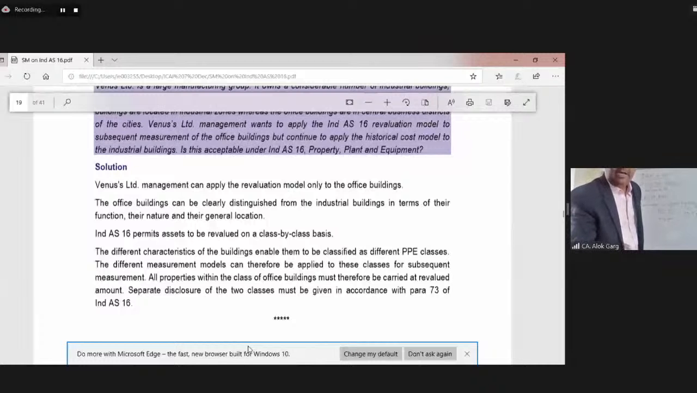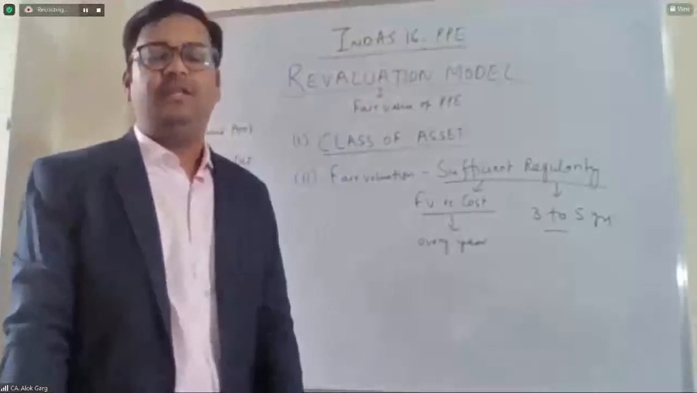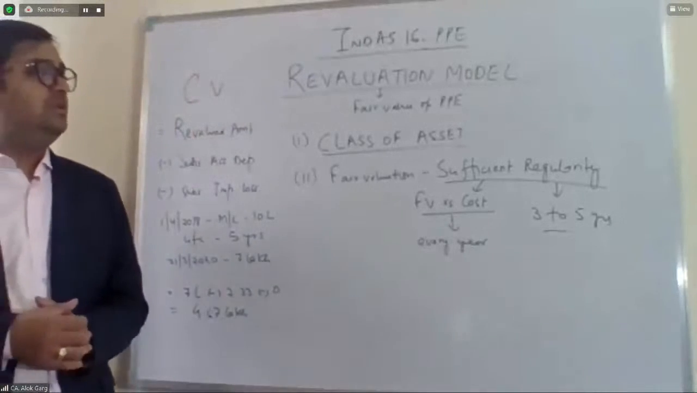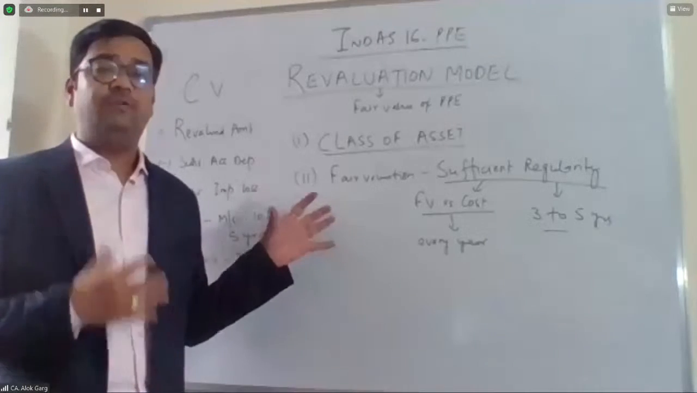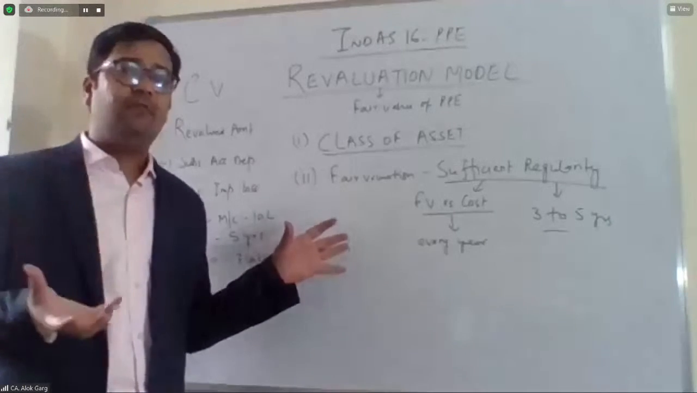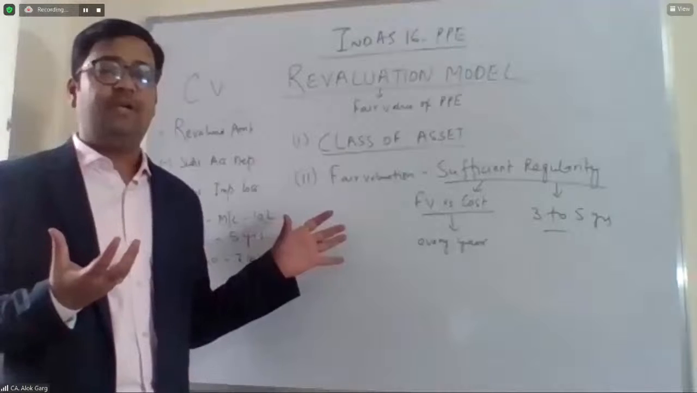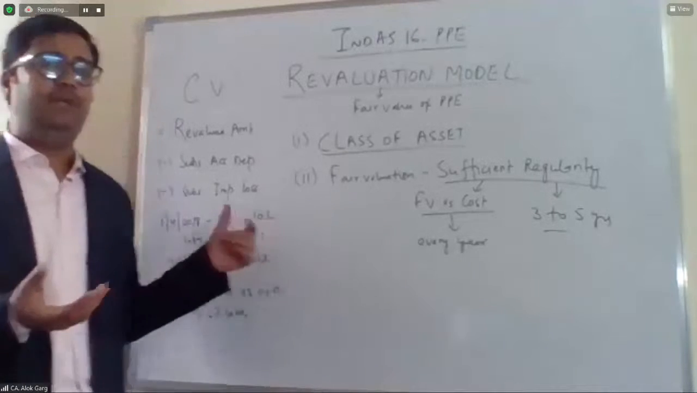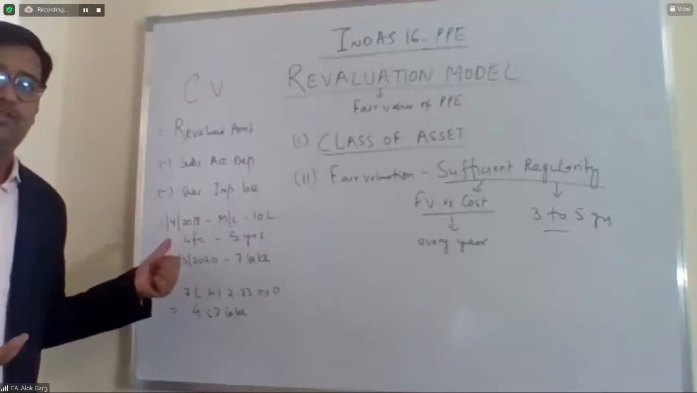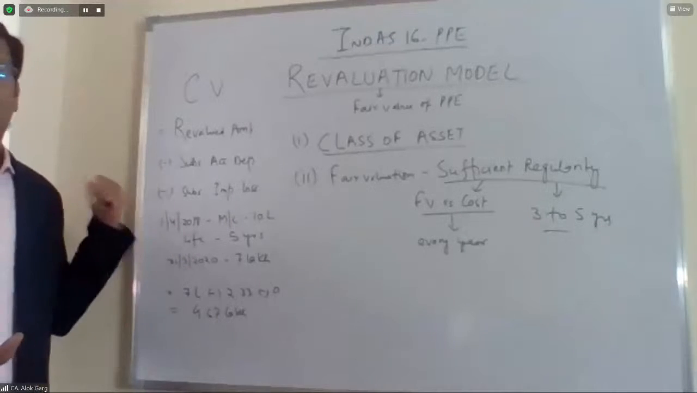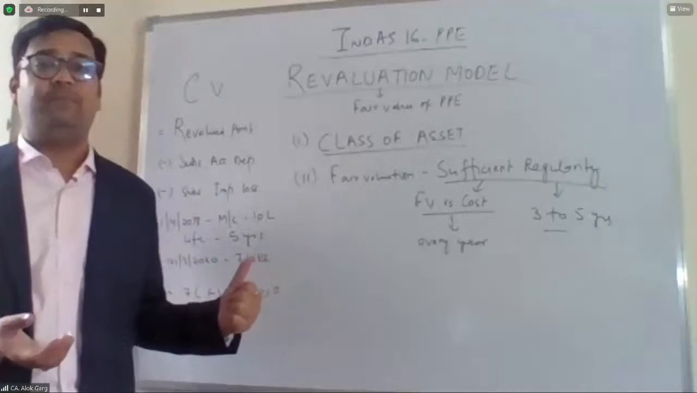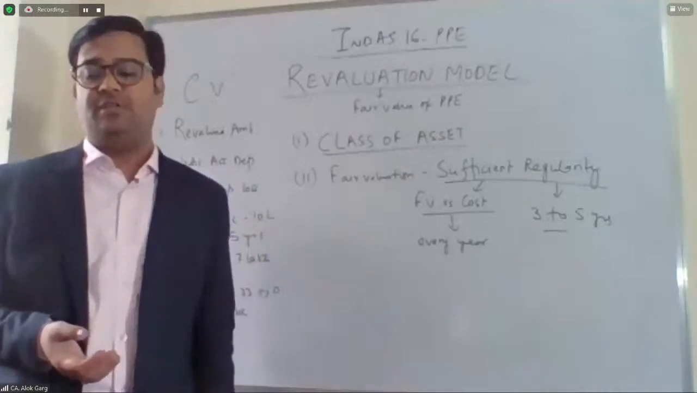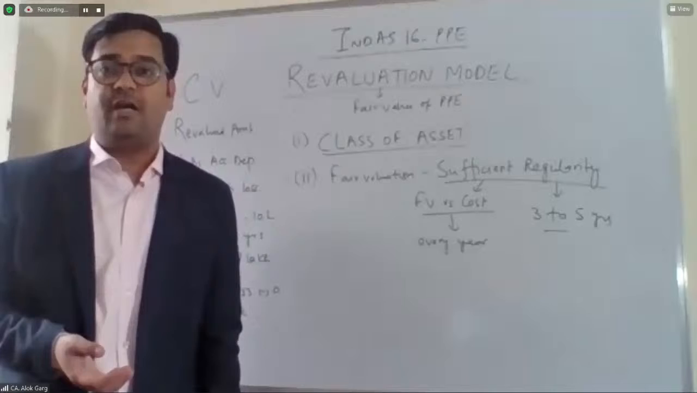Now I am again moving to the whiteboard, so I'm unsharing the screen. We have discussed the class of asset part, the regular intervals, and the revaluation intervals: when revaluation is required, on which asset it is required, and in case of revaluation, how to calculate the carrying value of the asset. Now I am shifting to the most important and significant part, the treatment of revaluation accounting.